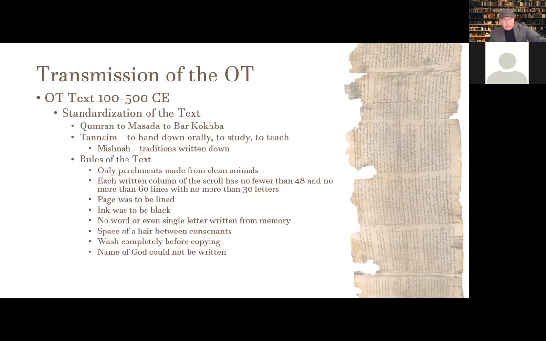I'm going to skip through this. We'll get to this next week. We'll pick up here with the standardization of the text and how we can view the reliability of the text, moving forward from the 1st century, 2nd century of the Common Era forward.